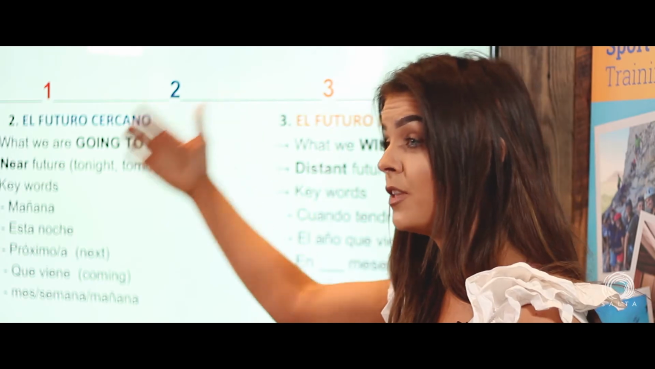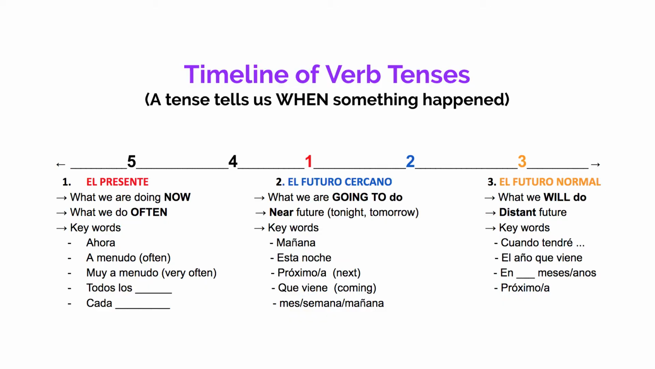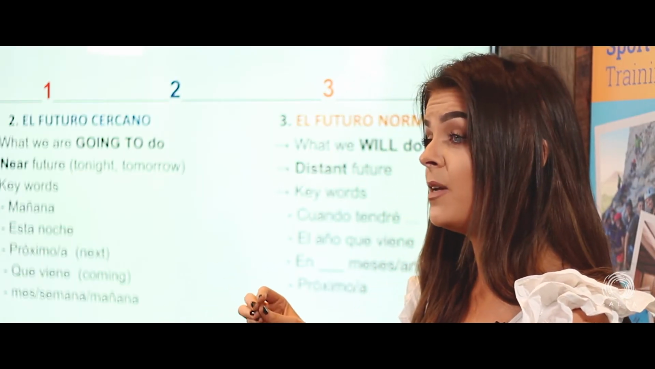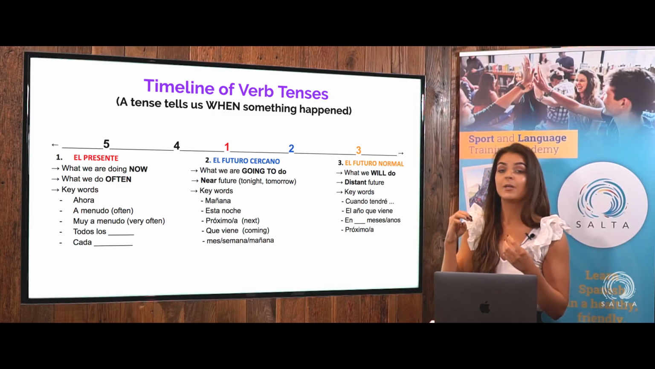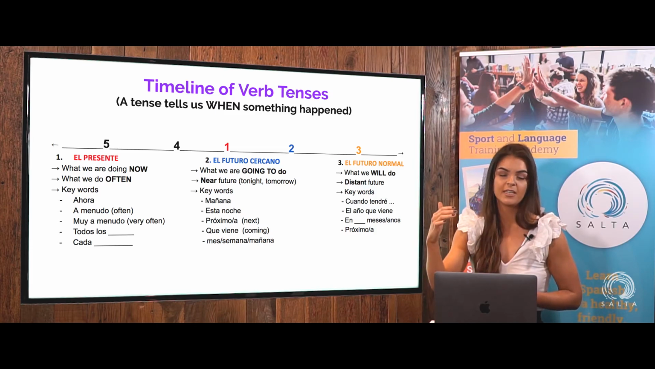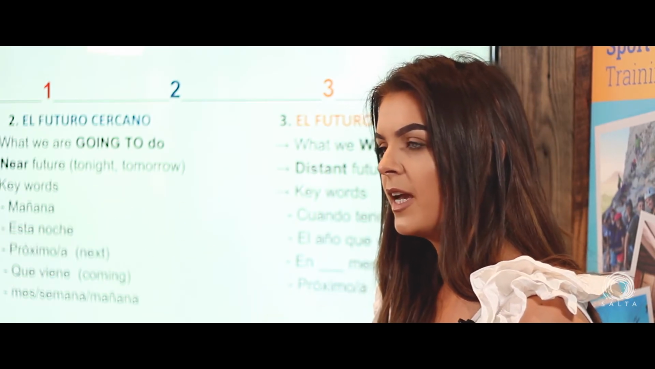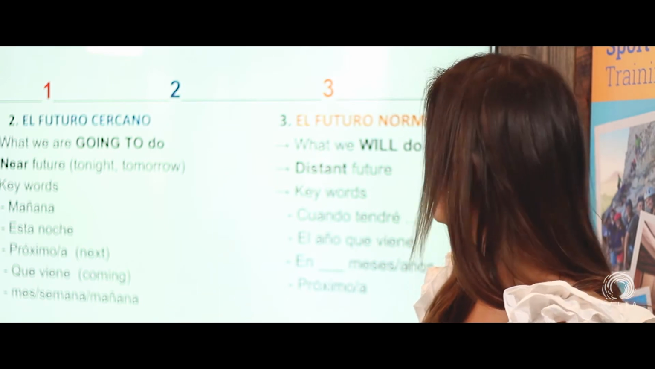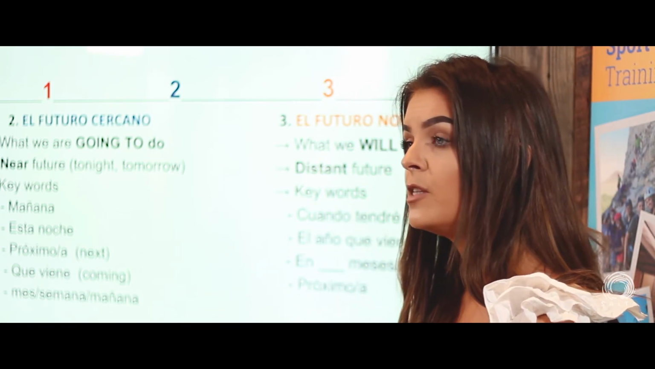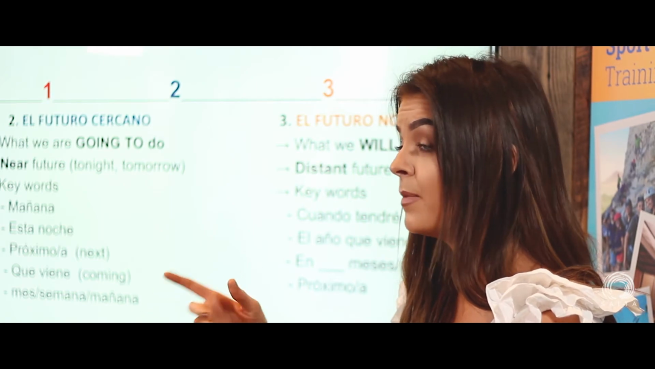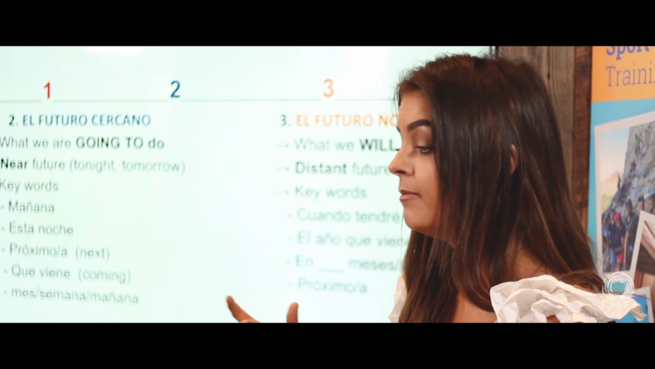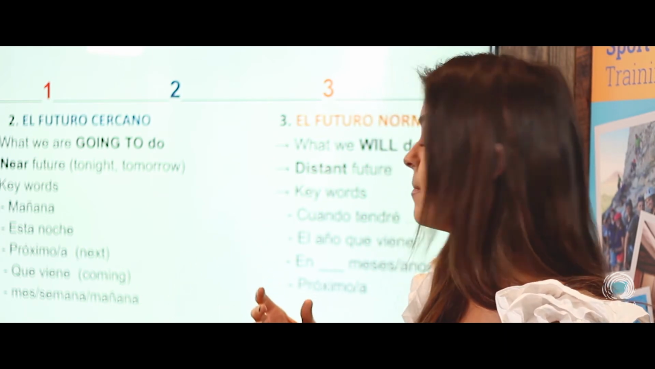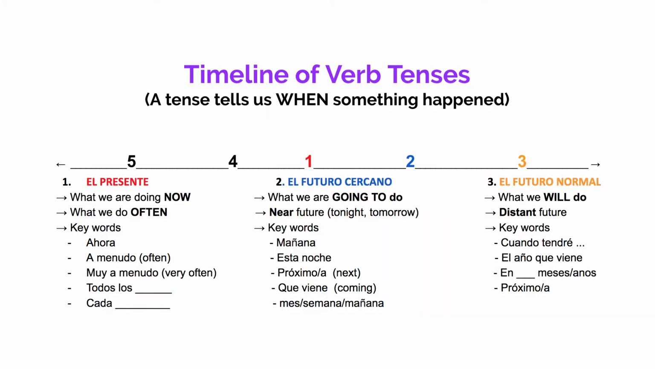Number 3 is even another step in the future, and that's going to be el futuro, let's call it normal, the normal future. So what we will do. In English, we would say, I'll study tomorrow, I will study tomorrow, okay? But in Spanish, this is more so, I will study Spanish in university in 6 years. It's a little bit further away in the future. So it's our distant future. Our keywords, cuando tendré, when I am, okay? Remember, you use tener for your age in Spanish. El año que viene, next year. En meses or años, so in however many months or years. And then again, próximo, next.